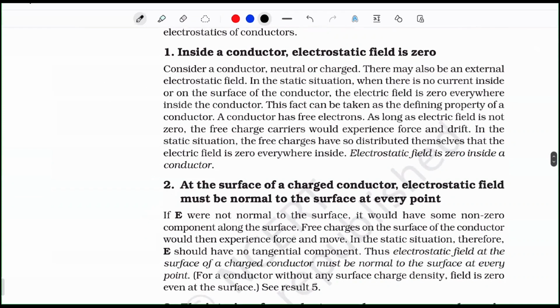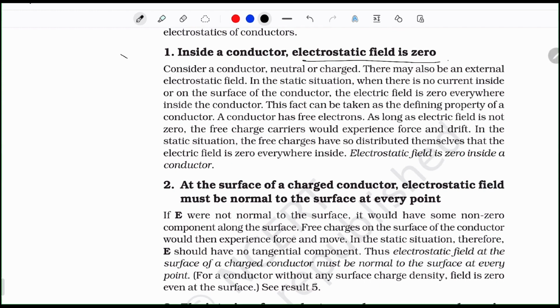There are a few properties of conductors that are very important, so we'll go over them. The first point is that inside a conductor, the electrostatic field is zero. And there's actually a very intuitive reason why this is the case, and I spent some time on this.